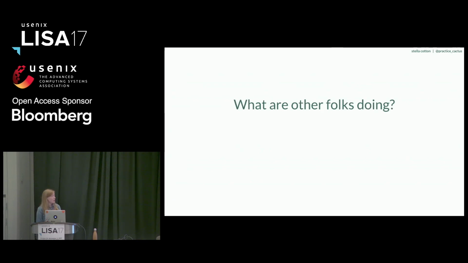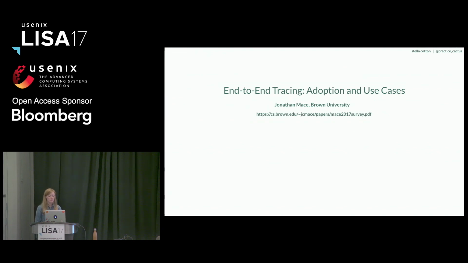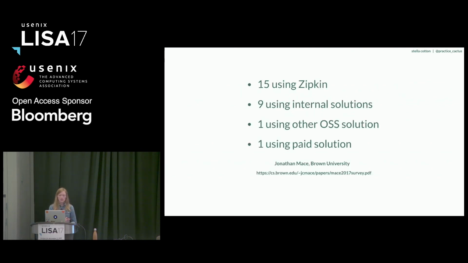And if you're curious about what other people are doing, Jonathan Mace at Brown University published a snapshot of 26 companies and the distributed tracing systems that they use. And even though it was published earlier this year, like all documentation, it is already out of date. But this is kind of the snapshot of what they found.